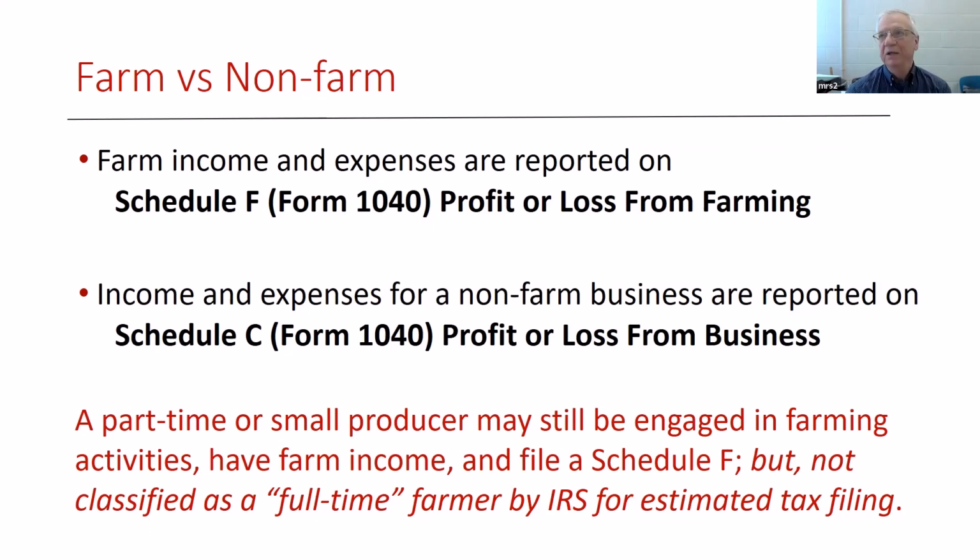That doesn't mean that you have to have 2/3 of your gross income from farming to file a Schedule F. Part-time and small producers still use a Schedule F. They just have to be aware that if they're generating a profit in there, they might have to pay some additional estimated taxes so that they're not penalized at the end of the year if they underpay their taxes significantly. Okay?